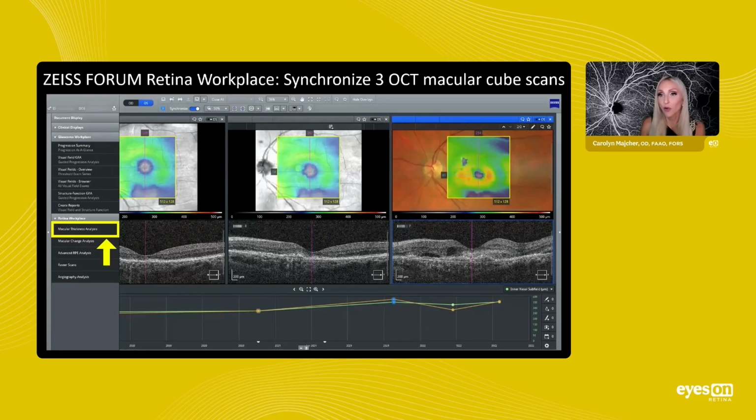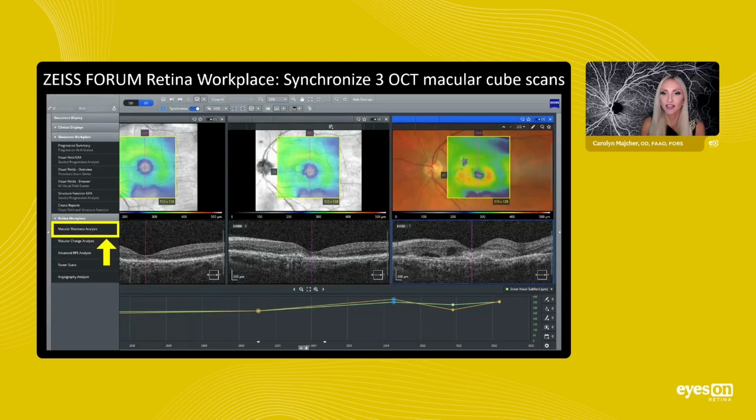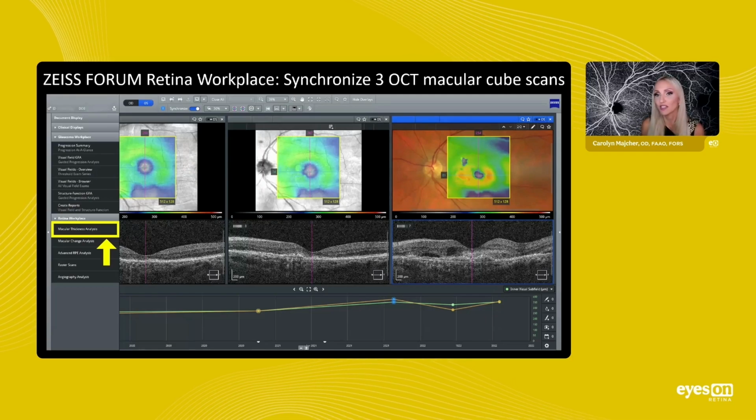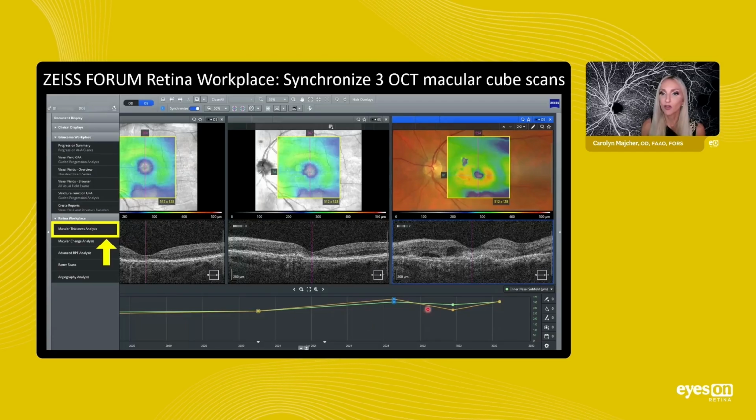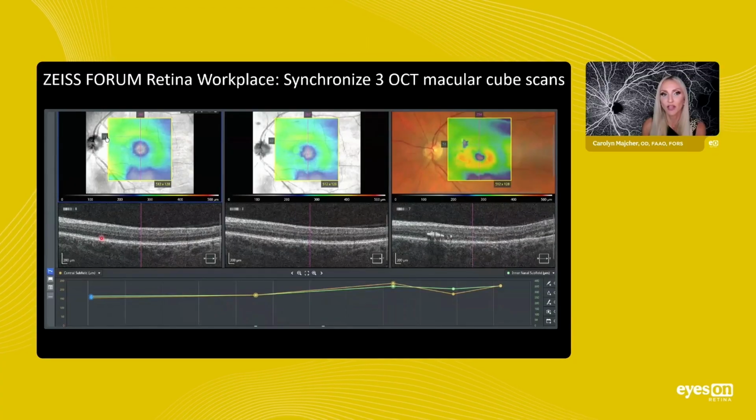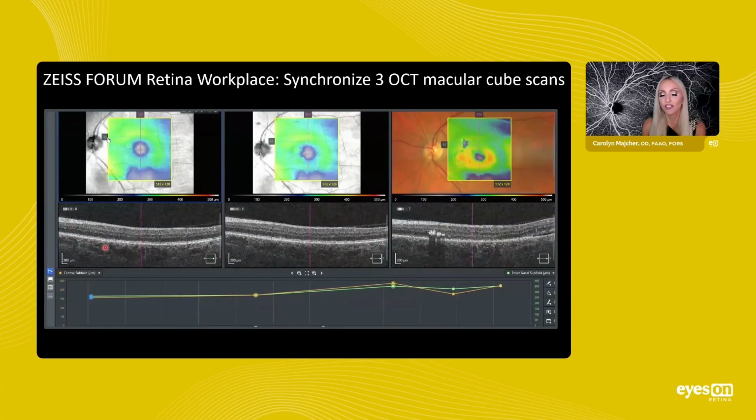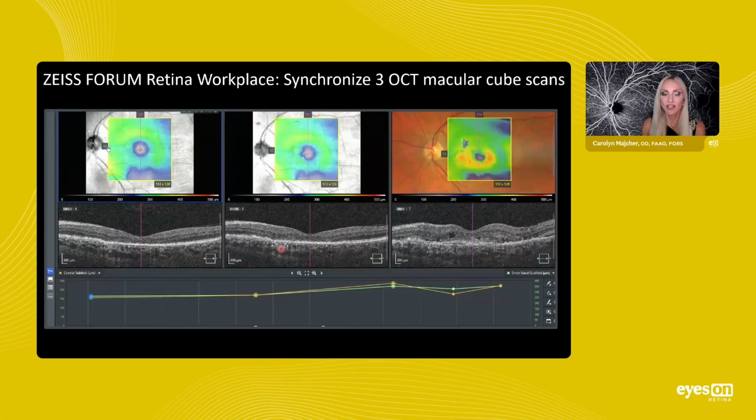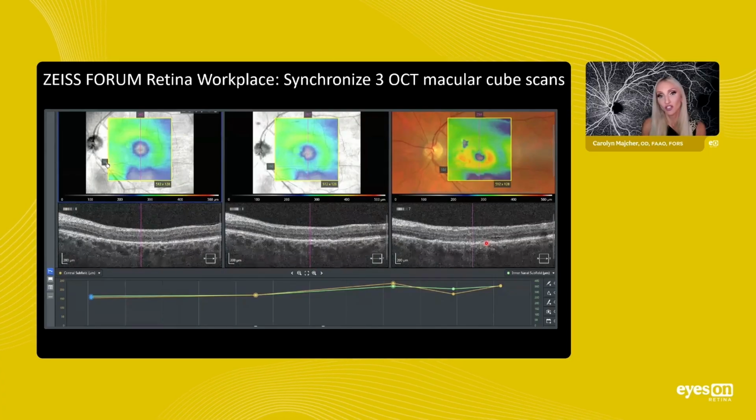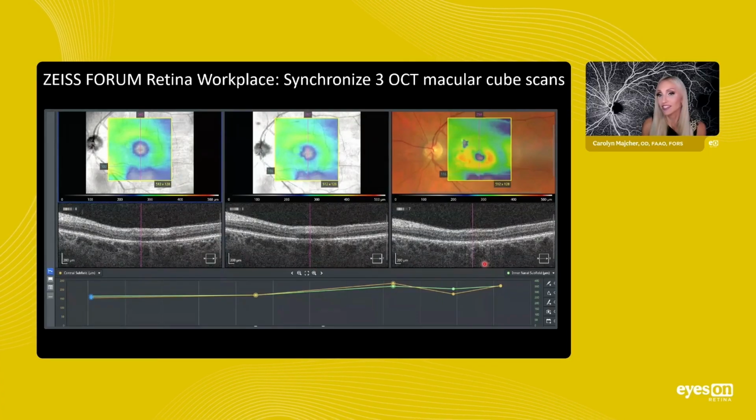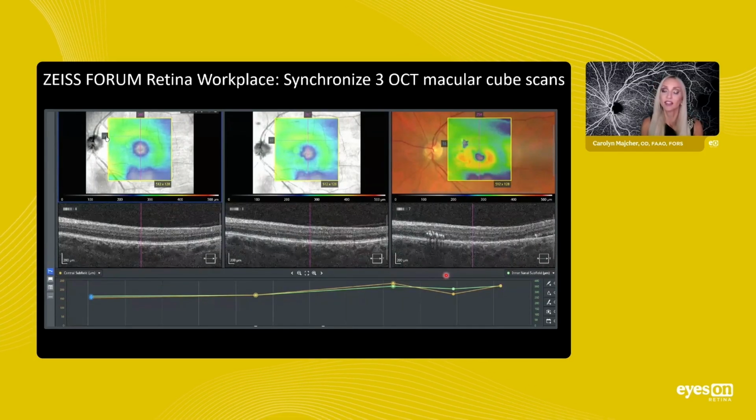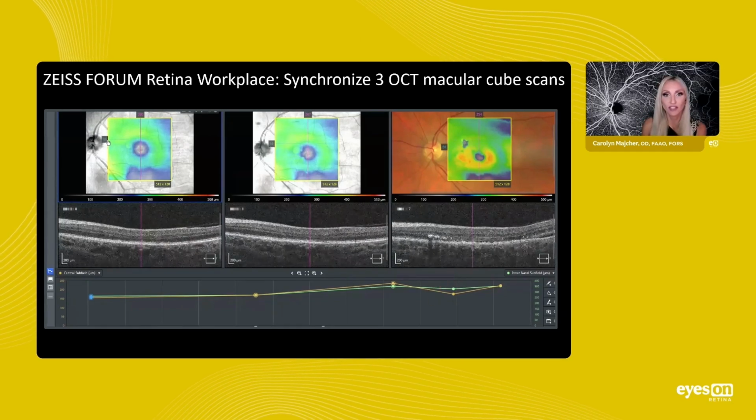In looking at the ZEISS Forum Retina Workplace Macular Thickness Analysis, again, this now allows me to compare and synchronize and scroll through 3 macular cube OCT scans and view the corresponding quantitative trend data. And in this case, we can see this patient goes from having a regular flat RPE contour on his baseline examination to then having this shallow irregular pigment detachment and then forming exudation features, so subretinal fluid as well as intraretinal fluid. And it's this exudative conversion that is really prompting and important we recognize and then refer that patient to a retina specialist for anti-VEGF therapy.